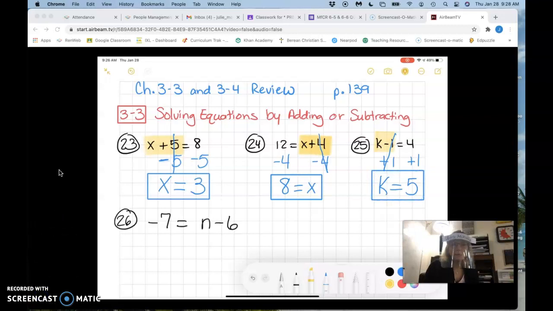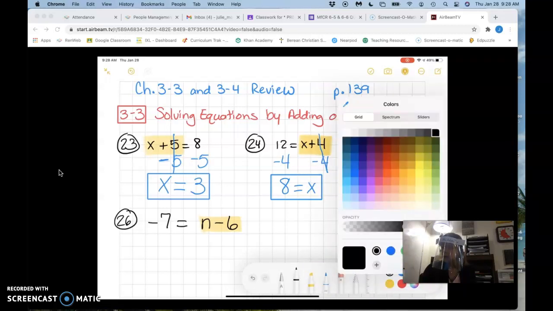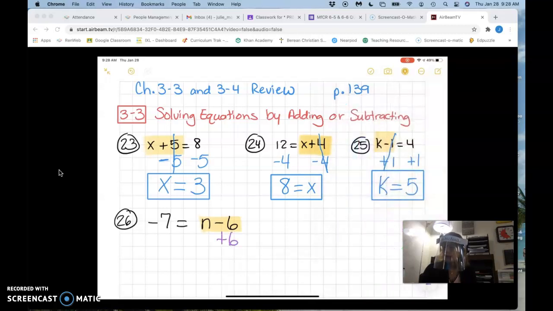Okay, here's the last one. So again, look at what's happening to the variable. What is happening to the variable? Yes, we are minusing 6. So what are we going to do? We're going to add 6. Whatever I do to one side, I do to the other. Yes, that's correct. N equals negative 1.